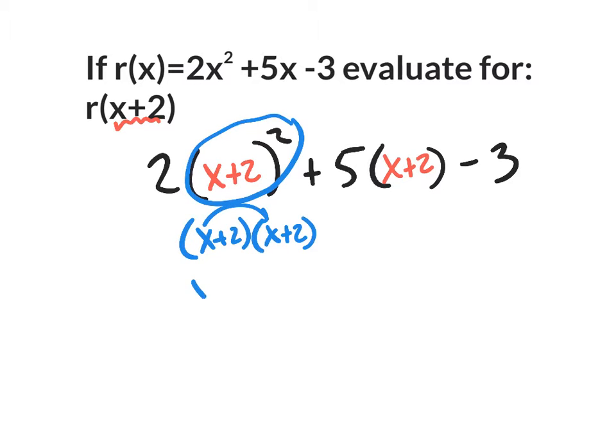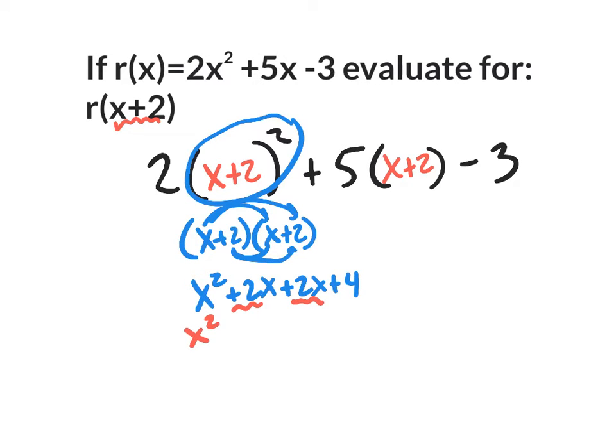X times x becomes x squared. X times 2 becomes 2x. 2 times x is another 2x. 2 times 2 is 4. Combine the middle terms. You're going to get x squared plus 4x plus 4. Now, don't forget about the 2 that's out here in the front. So let's put parentheses around this quadratic trinomial, bring down the 2, and then from here it's just a question of distributing the 2 to each and every term, distributing the 5 to each and every term, bringing down the negative 3, and then combining all the terms that are alike.